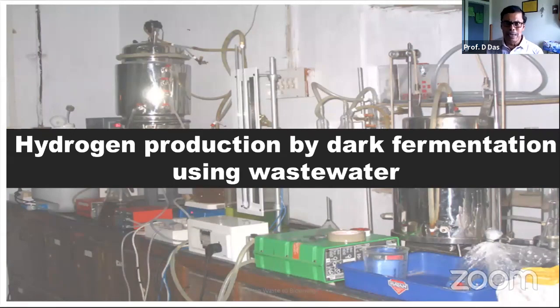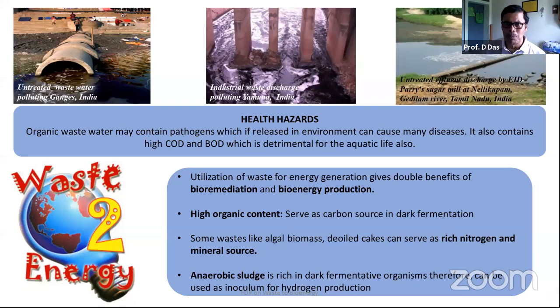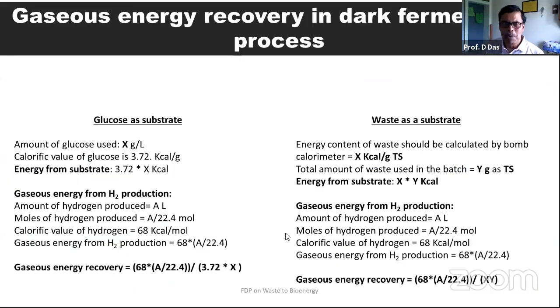Now, another thing: hydrogen production by dark fermentation using different types of waste material that cause health hazards. The utilization of waste for energy gives a double benefit, bioremediation and bioenergy production. High organic contents are the carbon source in dark fermentation. Some waste like algal biomass and de-oiled cake can serve as nutrient supplement. And anaerobic sludge, which is rich in dark fermentative organisms, can be used for this hydrogen generation process. I made a very simple comparative study of how much gaseous energy you can calculate if you use pure glucose as a substrate and waste as a substrate.